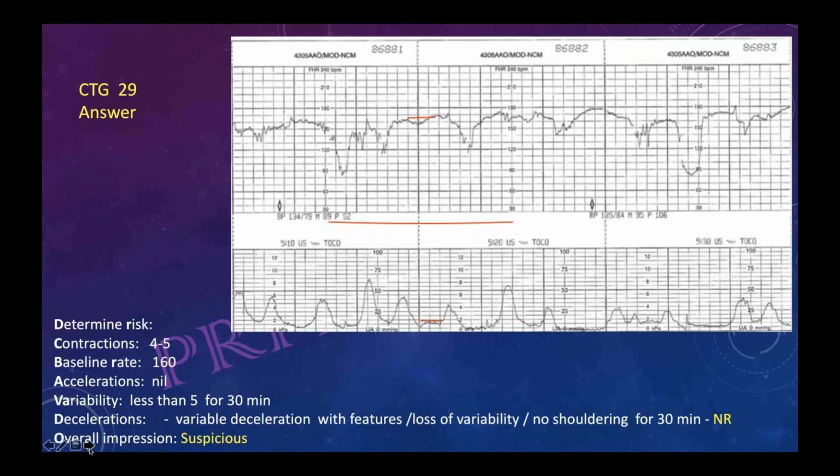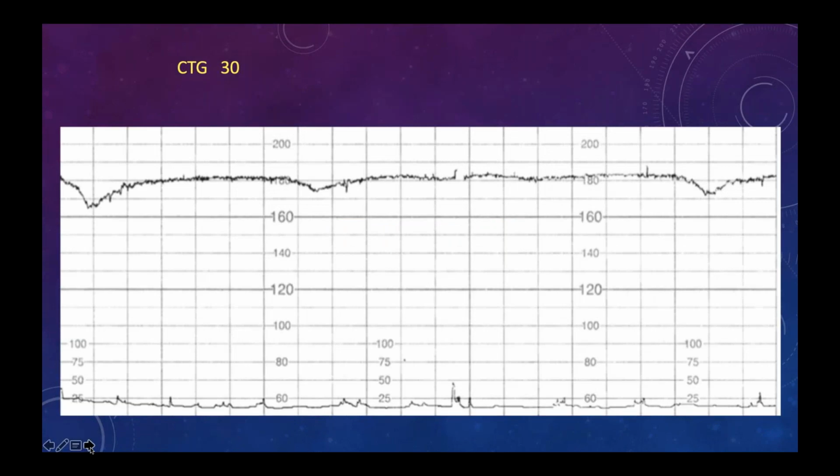Very good, excellent. So contractions are 4 to 5, baseline is 160, acceleration not there, variability is less, which we can easily make out. But it is less than 30 minutes, so we are not able to put it under any feature. But variable decelerations with features: now you can see this W is there. Loss of variability is there. It is less than 30, so it will become an NR feature, so suspicious. So very good.